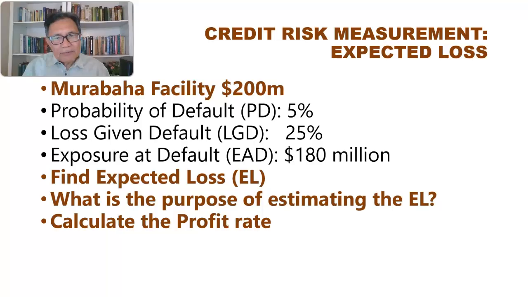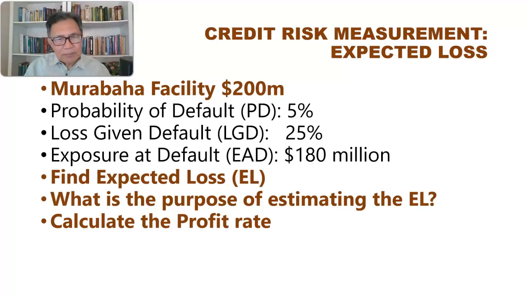The main idea of this credit risk measurement is to calculate what we call the expected loss. So the expected loss is essentially the potential loss from the loan facility or from the murabaha facility, given the respective parameter, such as the probability of default, loss given default, and exposure at default.